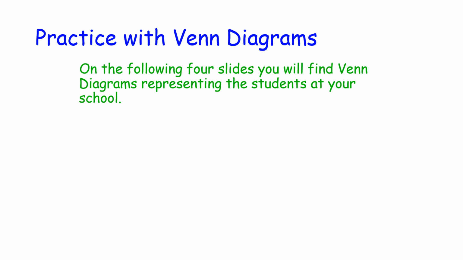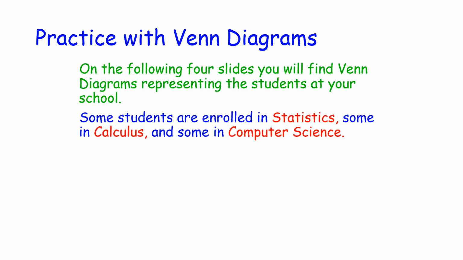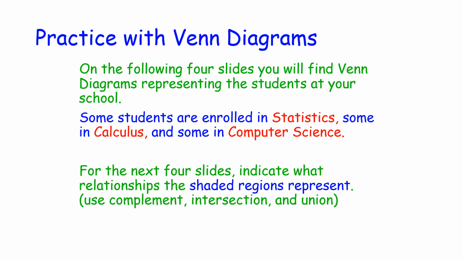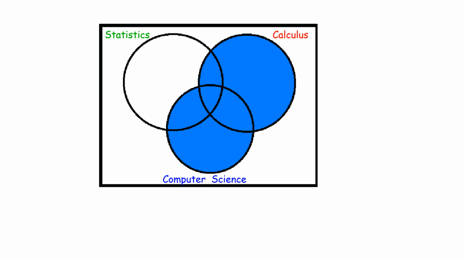So we're going to do a little practice here with some Venn diagrams. On the next 4 slides, we're going to find some Venn diagrams representing the students at our school. Some students are enrolled in statistics, and some in calculus, and some in computer science. For the next 4 slides, we're going to indicate what relationships the shaded regions represent using complement, intersection, and union. So here we have statistics, calculus, computer science in our sample space. Look at the colored portions, the shaded portions.